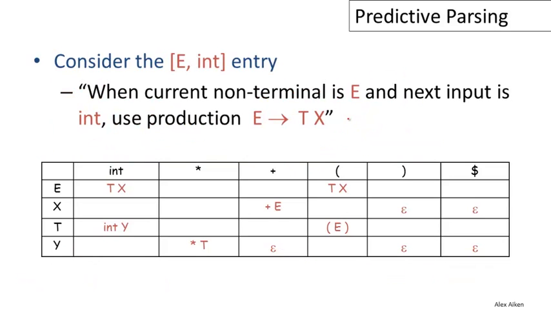So let's do an example. Let's look at the E, int entry, so this entry right here. What this says is that when the current non-terminal is E, meaning the leftmost non-terminal in the parse tree, and the next input is int, the thing that we see coming up in the input is an integer, then we should use the production E goes to TX. So we should expand E with the children T X.